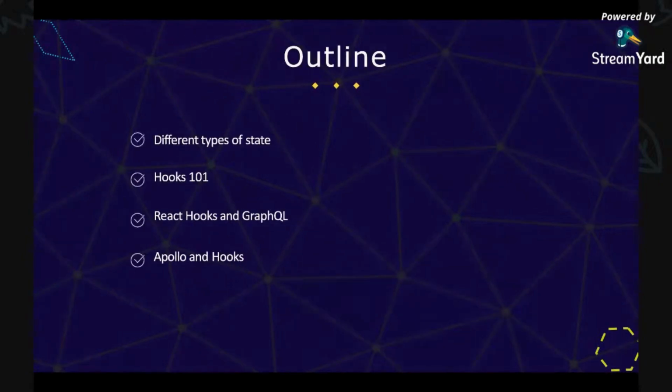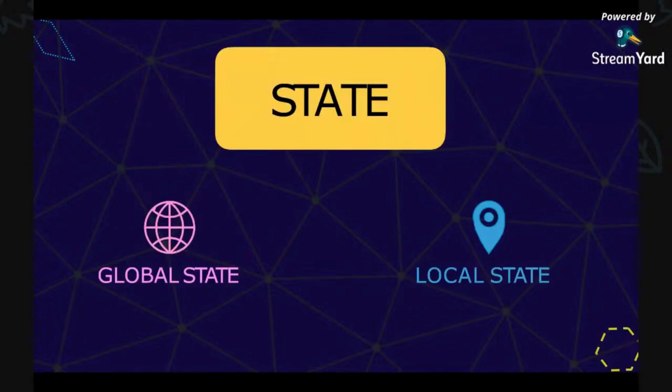We can manage the data in different ways. We have Redux, which you must know about as well. We can use states, and we have many more things to manage the data. That was a main headache for everyone. To make a quick outline, in this presentation we're going to see different types of states, how hooks work, and React hooks, GraphQL and Apollo hooks as well. So this is the overview and outline for our presentation.